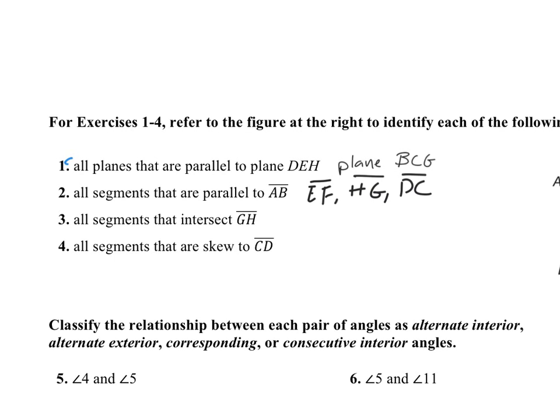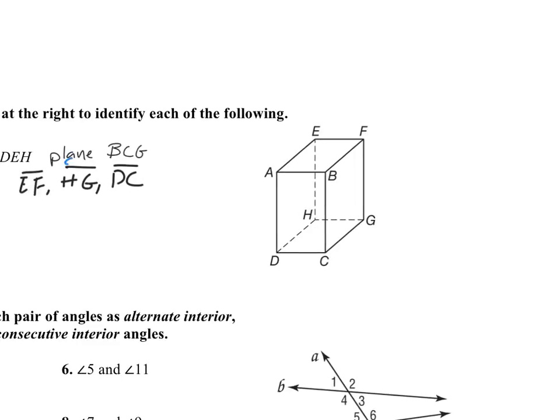Then number 3 wants to know all segments that intersect GH. So here's GH right here. And I notice that I have an intersection point here, and then right there. So I know that DH is one of those, CG is one, FG, and EH. Those are all lines that intersect HG.